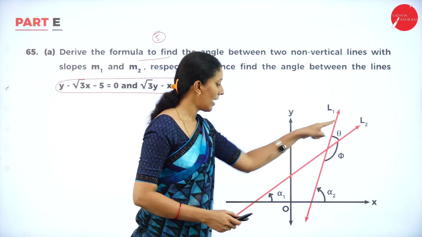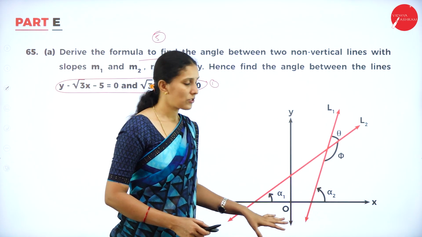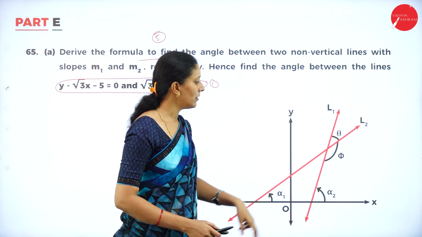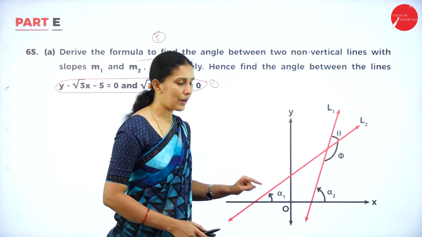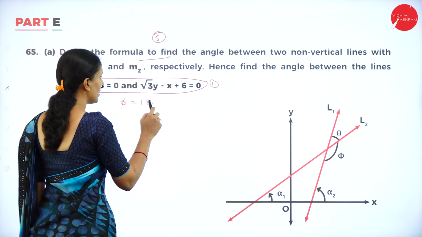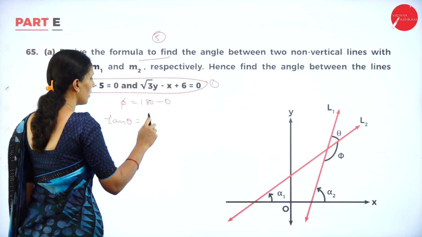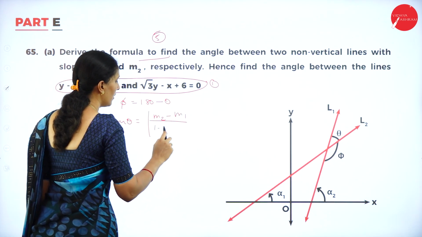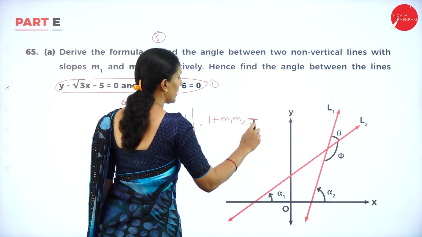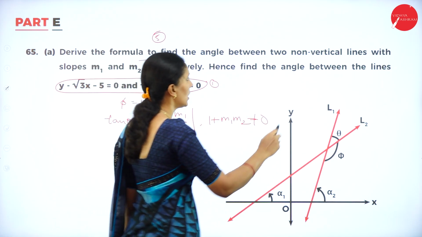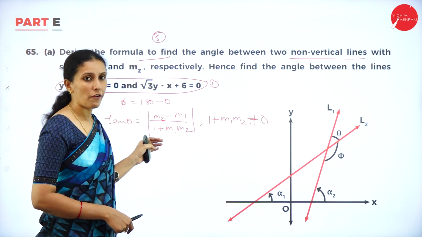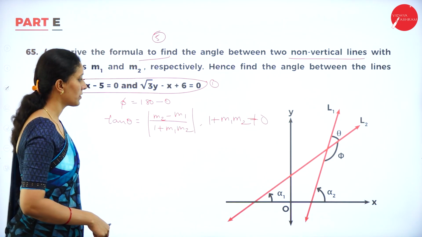So consider lines L1 and L2 making angles alpha 1 and alpha 2 respectively here. We know these two are vertically opposite angles, hence theta here. And since line 1 is a straight line, if this is theta, this will be phi. Hence we can write phi as 180 minus theta. So getting tan theta in the form of m2 minus m1 divided by 1 plus m1 m2, where you have to write the condition that 1 plus m1 m2 is not equal to 0, because the condition used here is non-vertical lines. So this is the condition for perpendicular lines. We have to get this formula after simplification using the diagram.